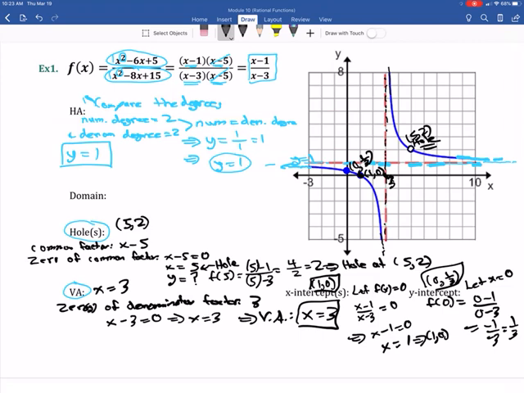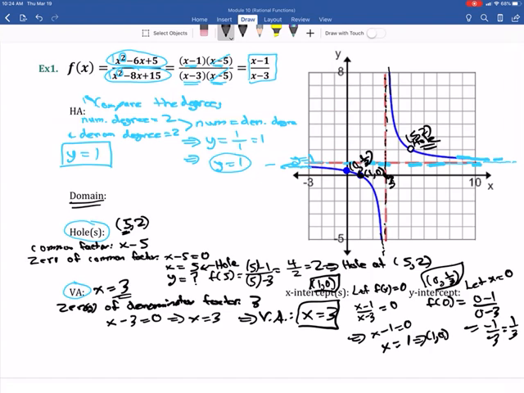Now, the only thing we haven't answered, which we like to always talk about, is the domain. Domain, all the real number values of x. So where does our graph take place on the x-axis? Well, everywhere except where we have a hole or a vertical asymptote. So x equal to 5 is an undefined value. We have a hole at 5 and a vertical asymptote at 3. Domain, again, all the values of x that satisfy our function. 5 and 3 don't. 5 produces a hole, 3 produces a vertical asymptote.